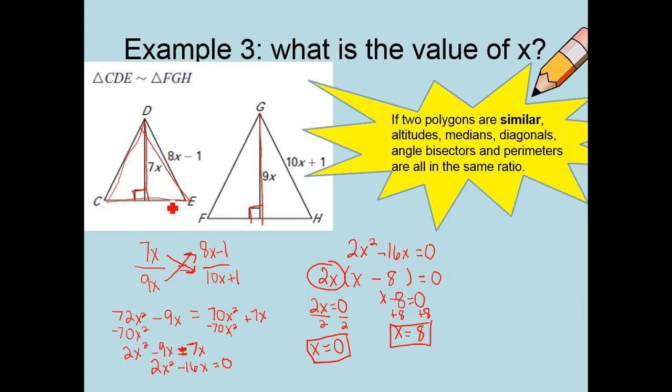The only problem is that in this situation, if I stuck a 0 right here in one of my triangles, actually on the altitudes here, I get an altitude of 0. That doesn't make sense. So I'm going to cross that one off. The only solution that works in our situation is that 8. So be thinking about factoring sometimes when you have that x squared in there. Factoring is a nice tool we want to use in order to solve for x.